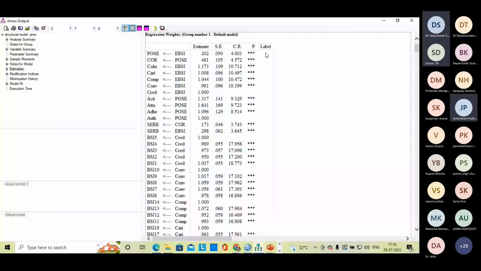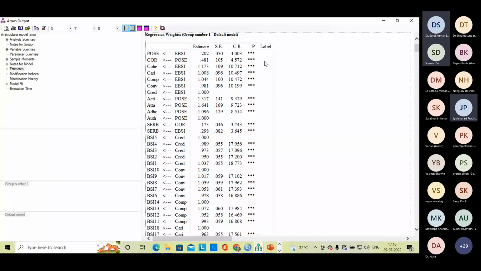What is the second hypothesis? Performance leads to corporate reputation. Sales employees' performance has a significant positive impact on corporate reputation. This hypothesis is also accepted at the 1% level of significance, or supported. So in the last column of your box, you will simply write supported.